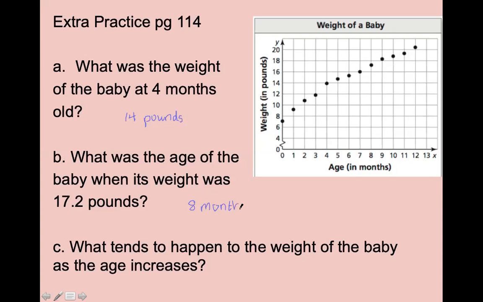Then part C just asks a general question. What tends to happen to the weight of the baby as age increases? If we look, we can see this is going nearly in a straight line. We can say that the weight increases. And that makes sense, right? As a baby gets older, its weight is going to increase according to its age. All right.